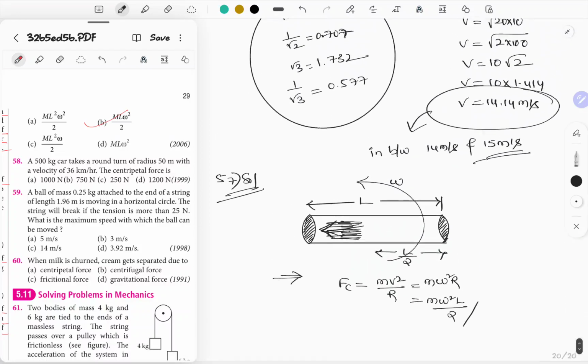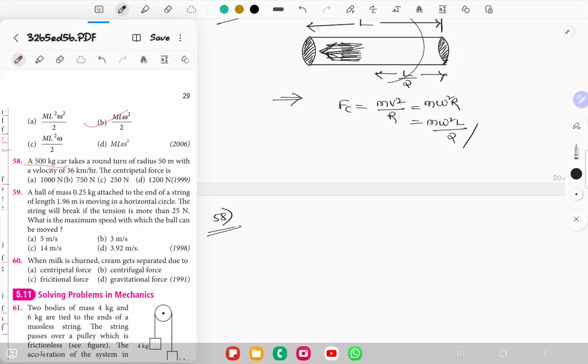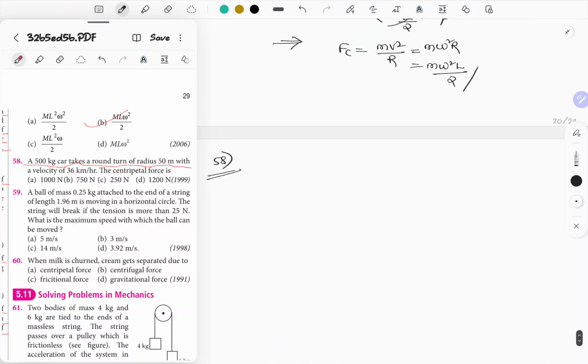The next question they have given is 58. Let me read it out. A 500 kg car takes a round turn of radius 50 meter with a velocity of 36 km per hour. Let me represent that round turn. So what's the mass of the vehicle? The mass of the vehicle is 500 kg.